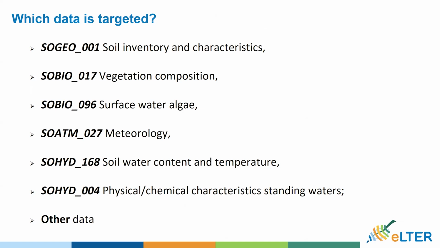Soil inventory and characteristics, vegetation composition, surface water, algae, formerly called chlorophyll A, but there are more parameters involved right now. Meteorology, soil water content and temperature, physical chemical characteristics of standing waters. And one addition, which we discussed quite a bit before we launched the data call, was the other data. Alan and myself and also the central data mobilization team felt it's very interesting to get feedback from the community to see where there's need for additional data to be mobilized and what this data would look like.